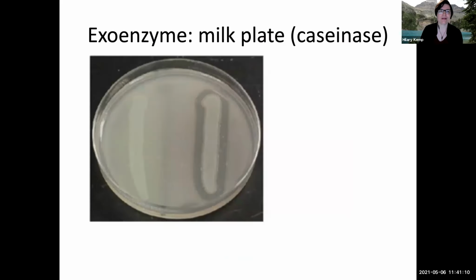Okay, exoenzyme testing is something that you have access to. This is an example. This is called a milk plate, but what it really tests is, can you hydrolyze casein, which is the opaque protein in milk? Which side of this plate has an enzyme that makes the exoenzyme caseinase?